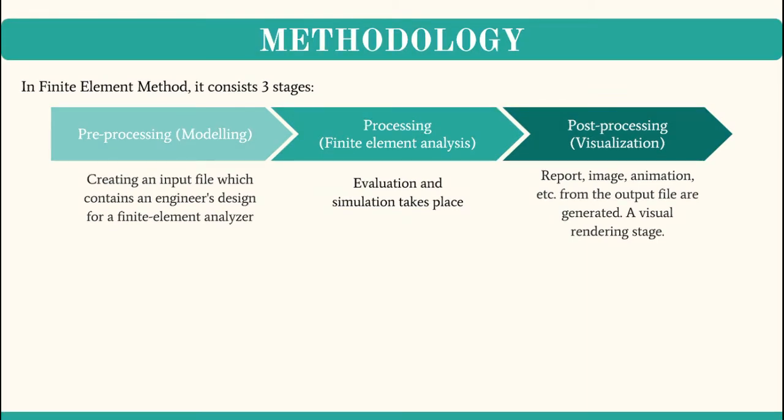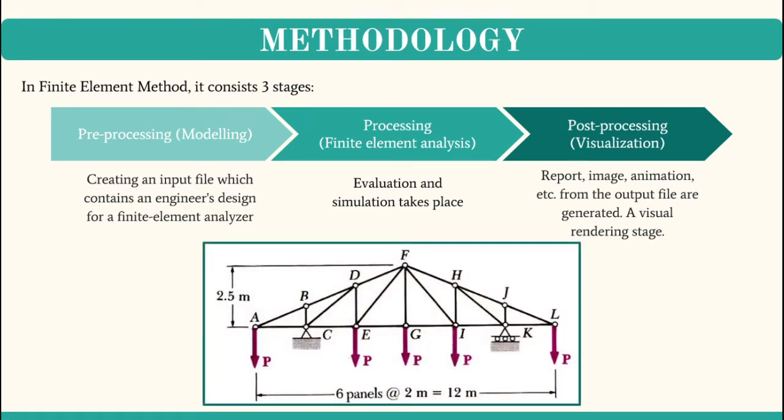As for this project, we need to insert a part, or in other words, draw the truss structure as in the figure attached, known as a Pratt roof truss. After the truss structure and all the inputs such as the boundary conditions and materials are defined, the evaluation and simulation take place during the second stage, which is the processing. In the last stage, visualization takes place. Here we can obtain the report, image and animation from the output file that has been generated.